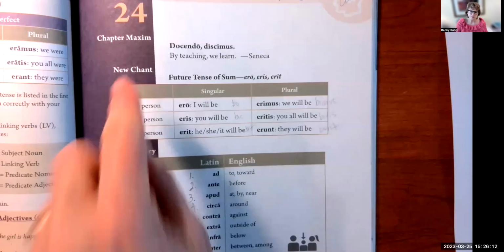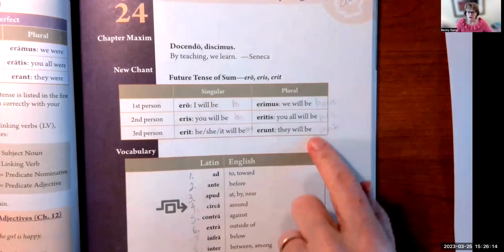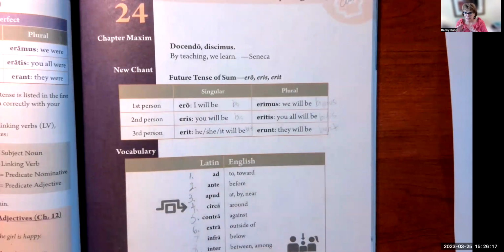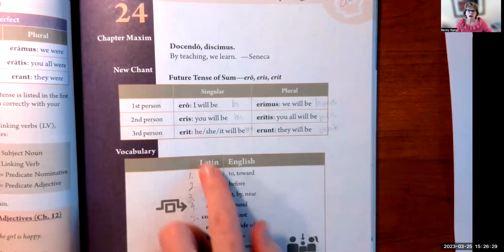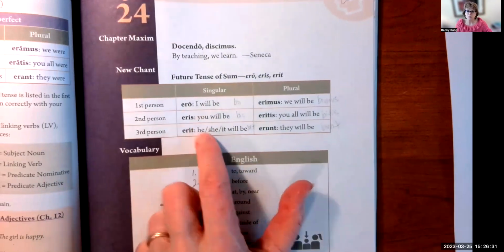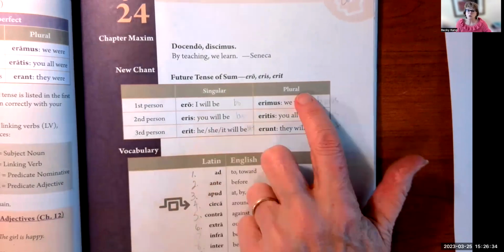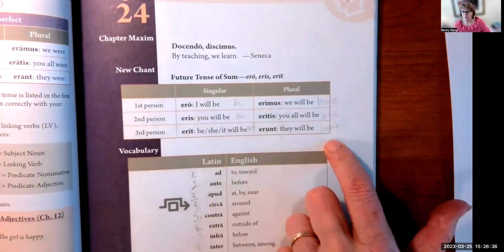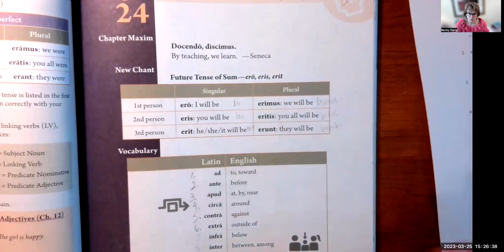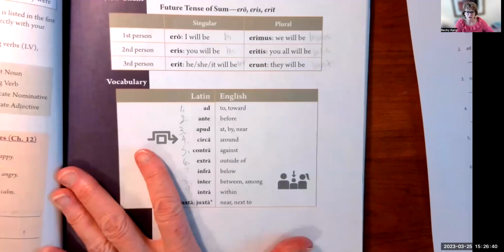Chapter 24, at the tippy top, we have our final linking verb chant, right? The first one is I am, you are, he, she, it is, we are, you all are, they are. The imperfect is I was, you were, he, she, it was, we were, you all were, they were. Ta-da! I will be, you will be, he, she, it will be, you will be, you all will be, they will be. Okay. Anyways, these are the prepositions.